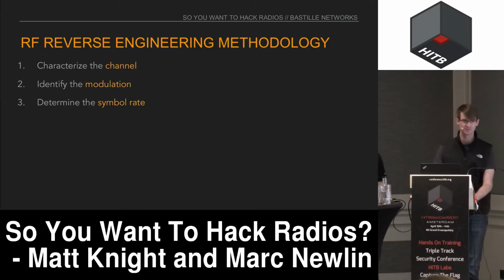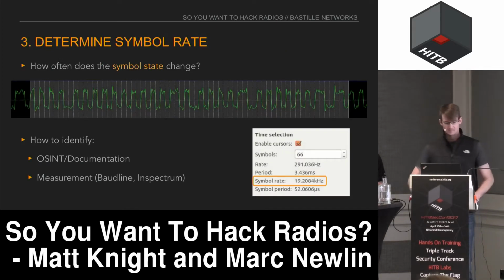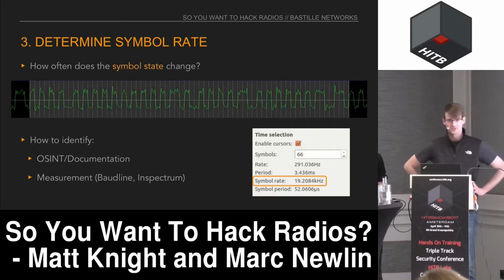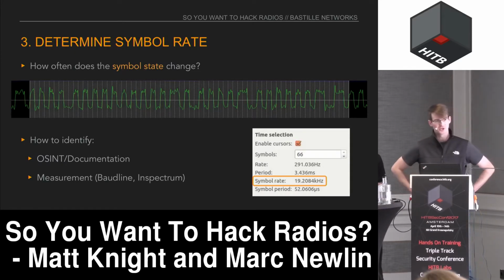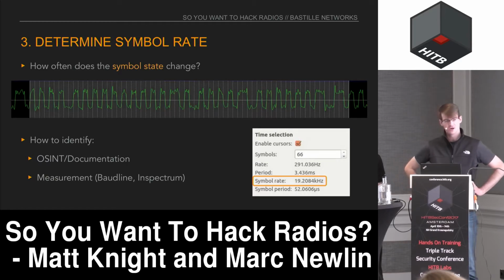Step 3 is to determine the symbol rate. And again, the symbol rate is how often the symbol state changes to represent data in the PHY. And we can identify this through open source intelligence and documentation, but for where it's not present, there are a number of open source tools that we can use to measure the symbol rate empirically.